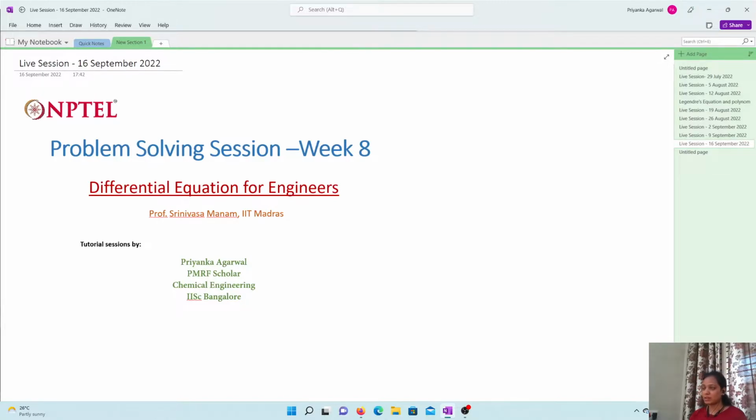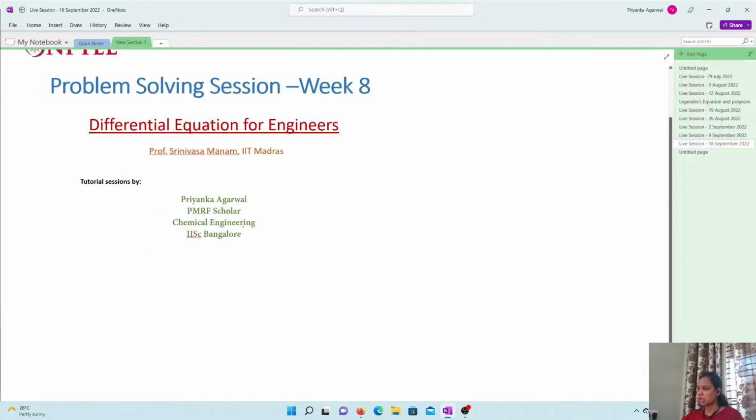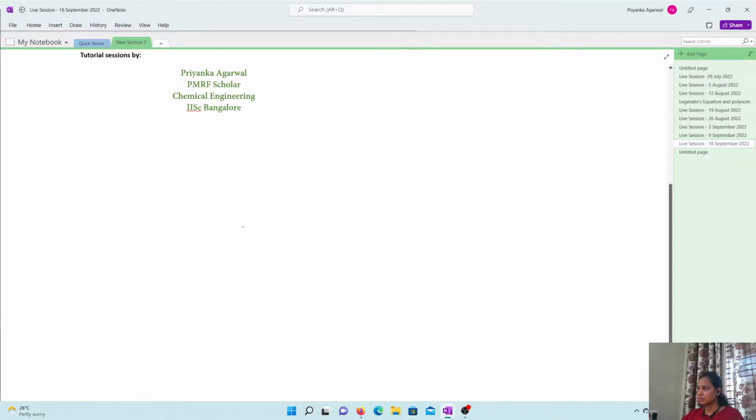So today we will look at some of the problems related to the second order linear partial differential equations. So let's do a quick revision of what these equations look like so that it will be easier for us to solve the further questions.